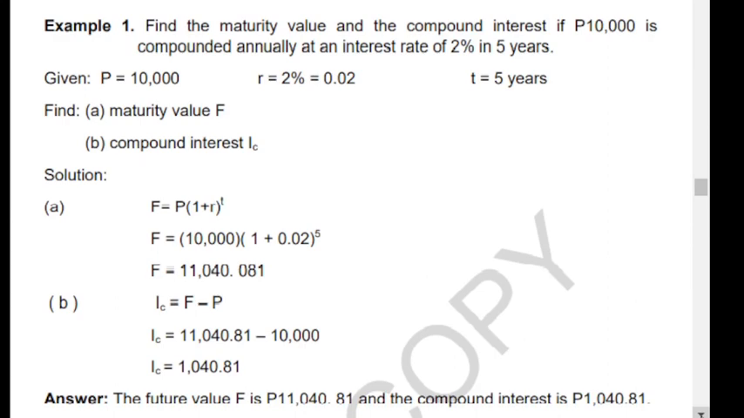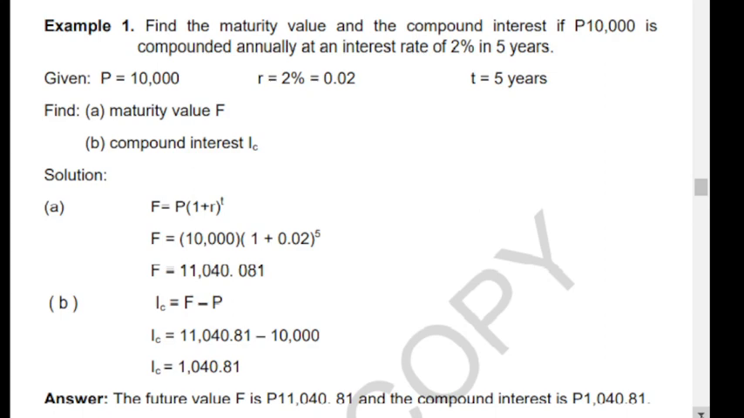Okay, so we have here example number 1. We are going to find the maturity value and the compound interest if 10,000 pesos is compounded annually at an interest rate of 2% in 5 years. So when you say compounded annually, it's the number of times the interest is computed. Meaning compounded annually, we compute interest yearly.